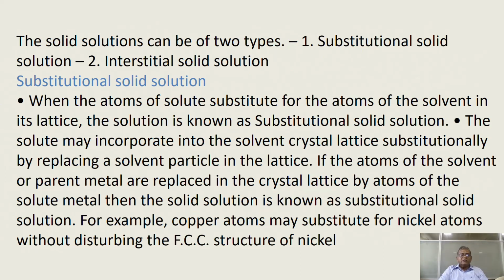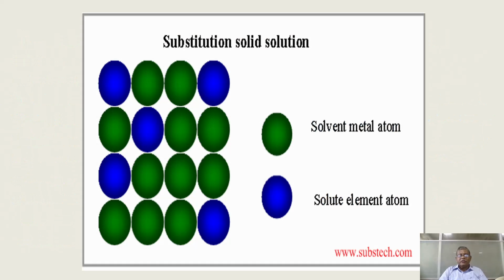In a substitutional solid solution, when the atoms of solute substitute for atoms of solvent in its lattice, it is known as substitutional solid solution. Here you can see that all the green atoms are solvent atoms. If one is substituted by a solute atom, blue color, then it is called substitutional solid solution.